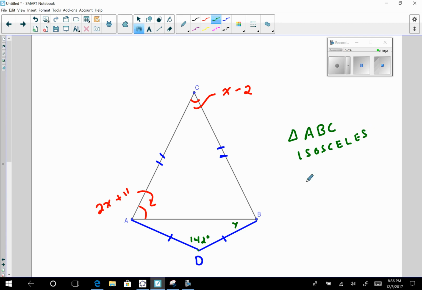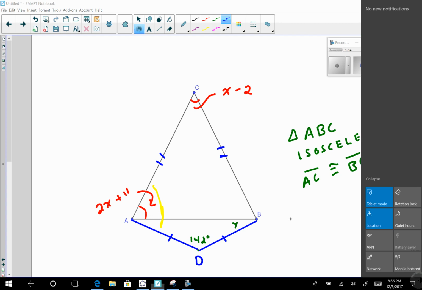What do I know about this? I know that AC is congruent to BC. I also know that the measure of angle A is congruent to the measure of angle B. But, can I call this angle A? Well, I really can't call it angle A because if you notice, there's some ambiguity of what this angle A is. So I'm going to have to be more precise.